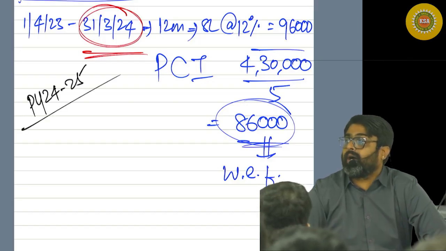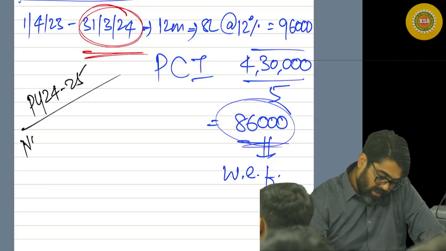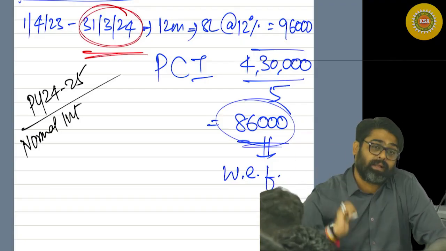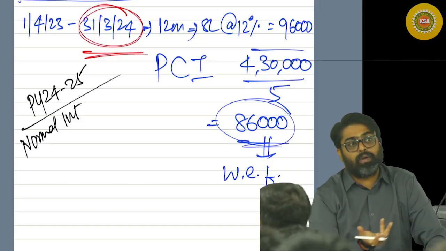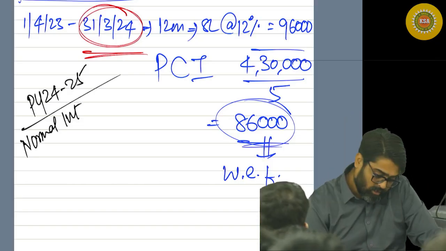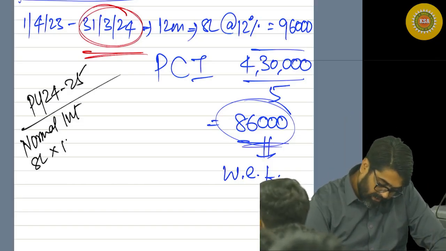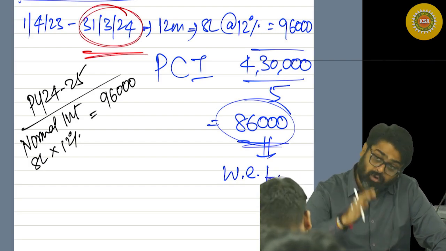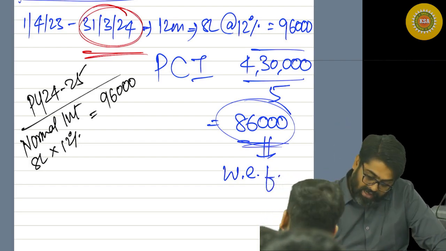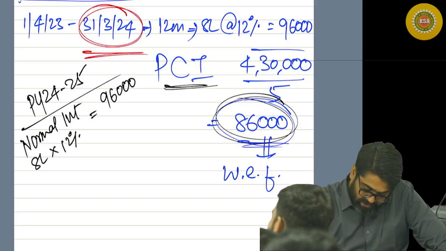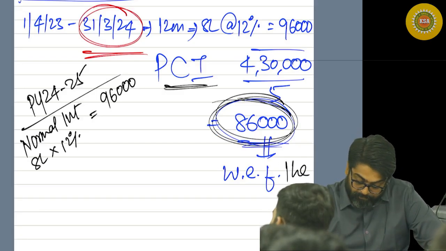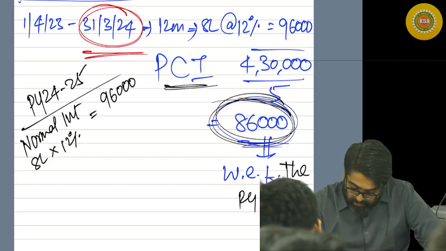So if they tell you that in the previous year 24-25, what will be the normal interest which becomes due in that year? What is the loan outstanding? 8 lakh is still outstanding. So on 8 lakh at the rate of 12% for the full year, 96,000 will be the normal interest for that year. But have you calculated the pre-construction interest? Yes.